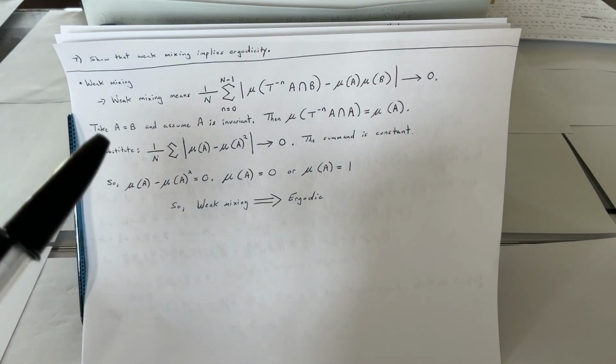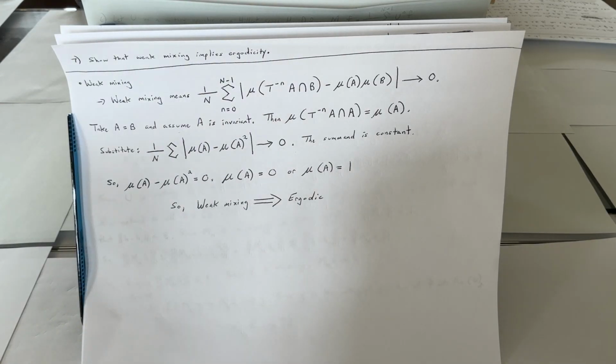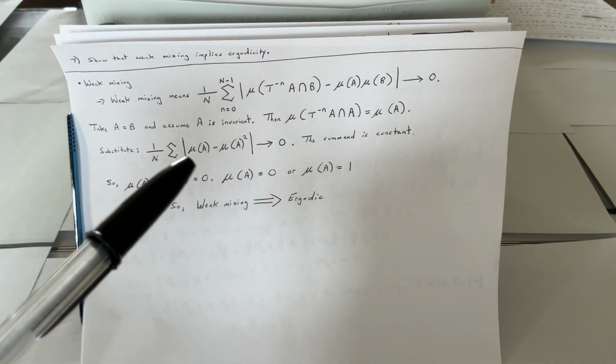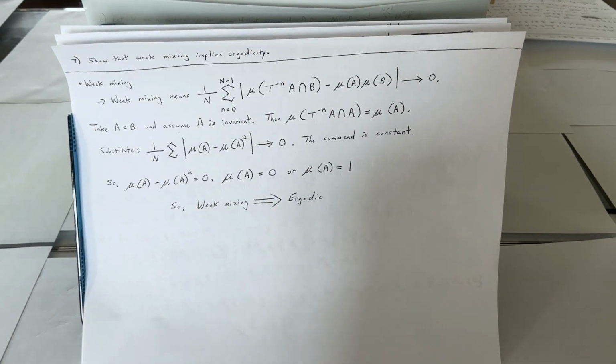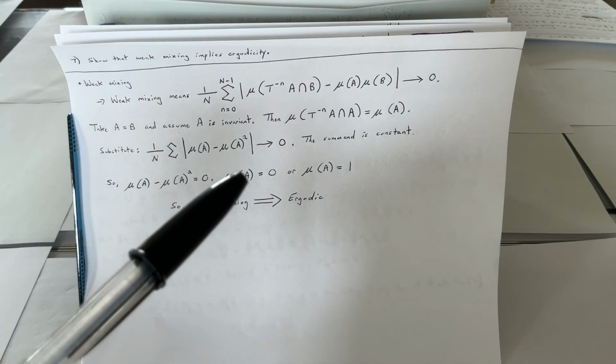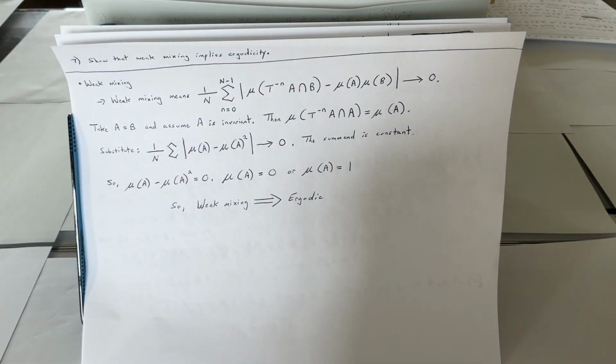Converging to 0, take A equals B and assume A is invariant. Then mu of T to the negative n, A intersect A equals mu of A. And we substitute here 1 over n for this sum, converging to 0. And the summand is constant. So mu of A minus mu of A squared is 0, so mu of A is 0 or mu of A is 1. So we could say weak mixing implies ergodic.